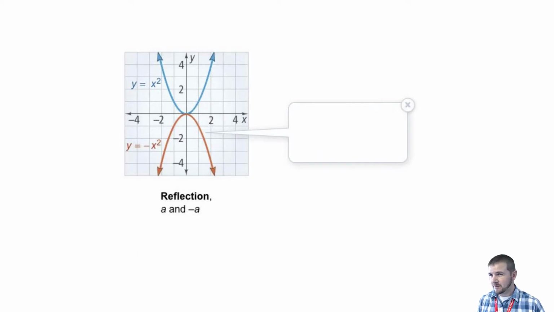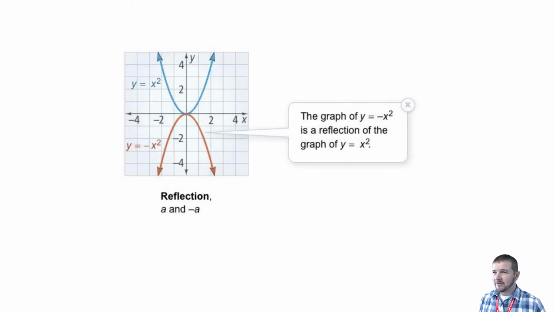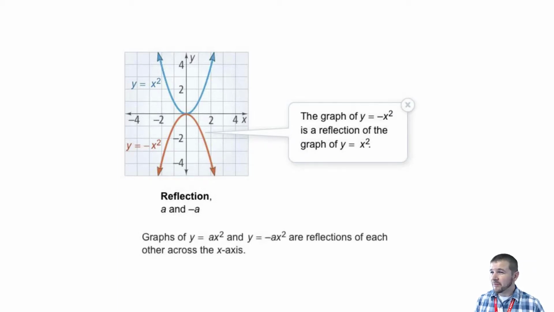First, reflection. So we have two graphs shown. In blue, the parent function, y equals x squared, the blue parabola opening upward here with a vertex at the origin. And then in orange, y equals the negative of x squared. And that's a reflection. So as we can see here, it says the graph of y equals negative x squared is the reflection of the graph of y equals x squared. Graphs of y equals ax squared and y equals negative ax squared are reflections of each other across the x-axis.